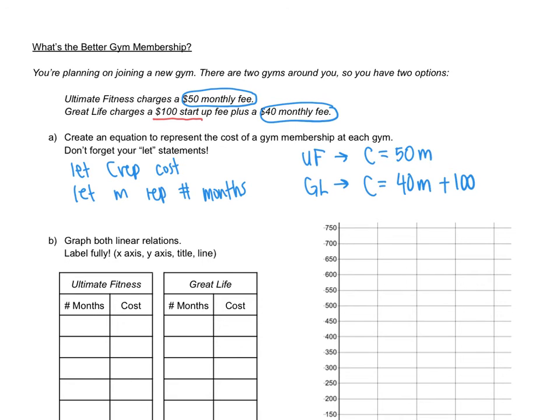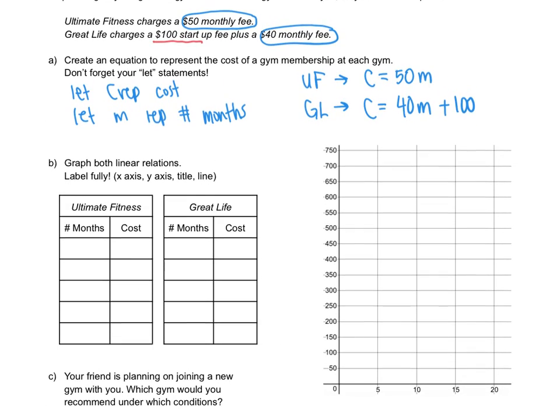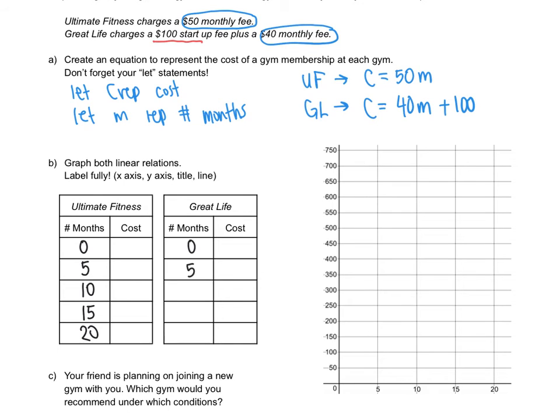All right, now we can go ahead and create our table of values. And in this table of values, I didn't write in the number of months, we're going to choose them. And usually I just like to look at my scale on the given graph and use that. But something that's super important is that you're always going to start with 0. So I'm going to go 0, 5, 10, 15, 20. And the exact same scale for both gyms.